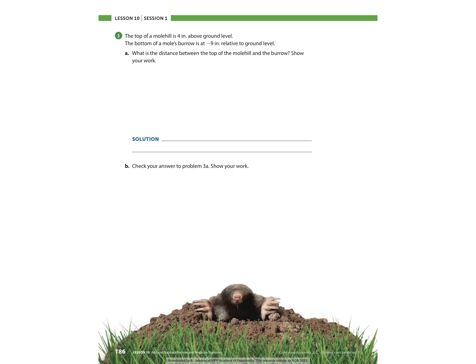And for this final question, the top of the molehill is 4 inches above the ground. And the bottom is at -9 below the ground. What's the distance from 4 to -9? I'm going to do 4 plus 9, which is 13. 13 what? It's inches.